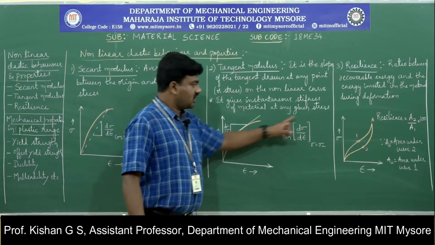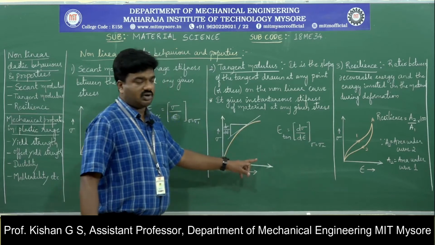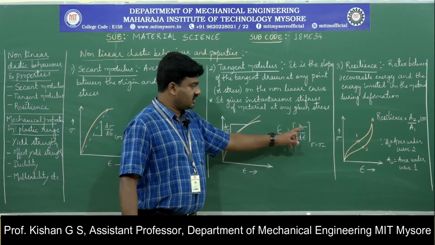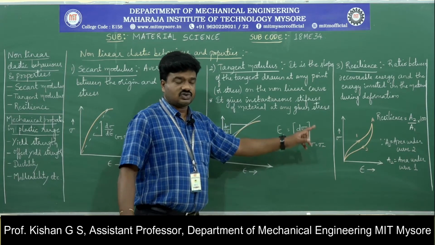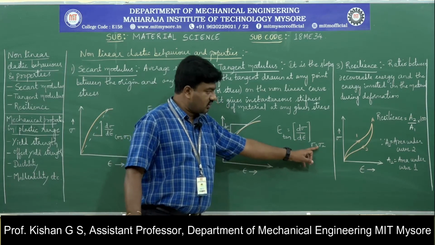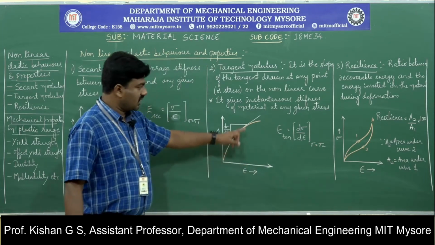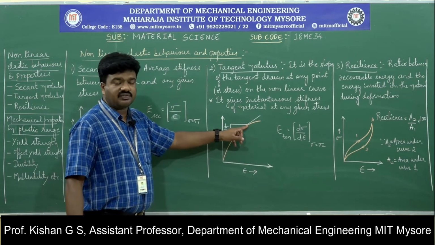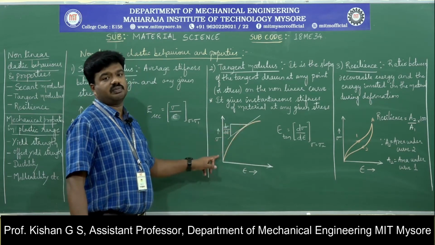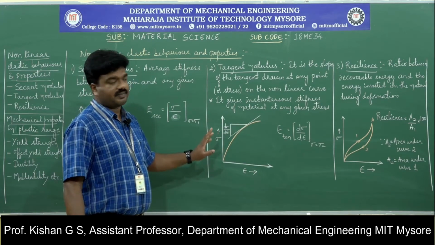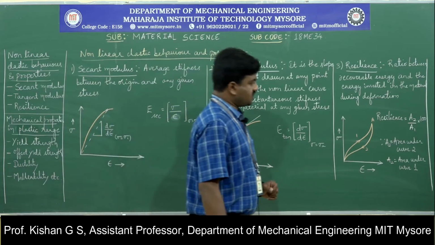And this is the identity parameter for tangent modulus. E tan is equal to d sigma by d epsilon, wherein sigma is equal to sigma 2 here. The definition of sigma 2 is nothing but a point wherein we are locating the tangent over the nonlinear behavior of the material. And the last one is the resilience.